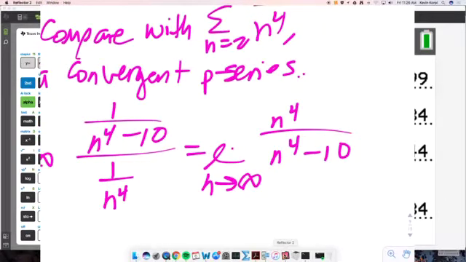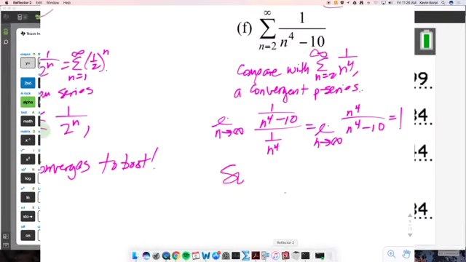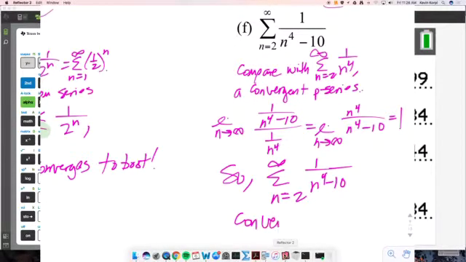What's the limit as n goes to infinity? 1. Is 1 positive? Yep. Is it finite? Yes. Okay. So the original series, 1 over n to the fourth minus 10, converges.